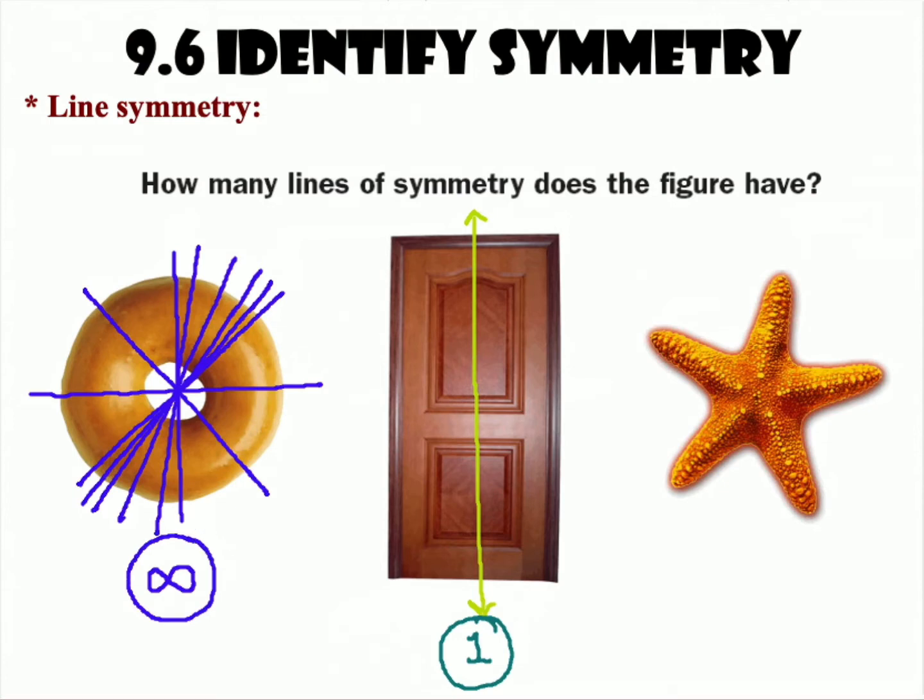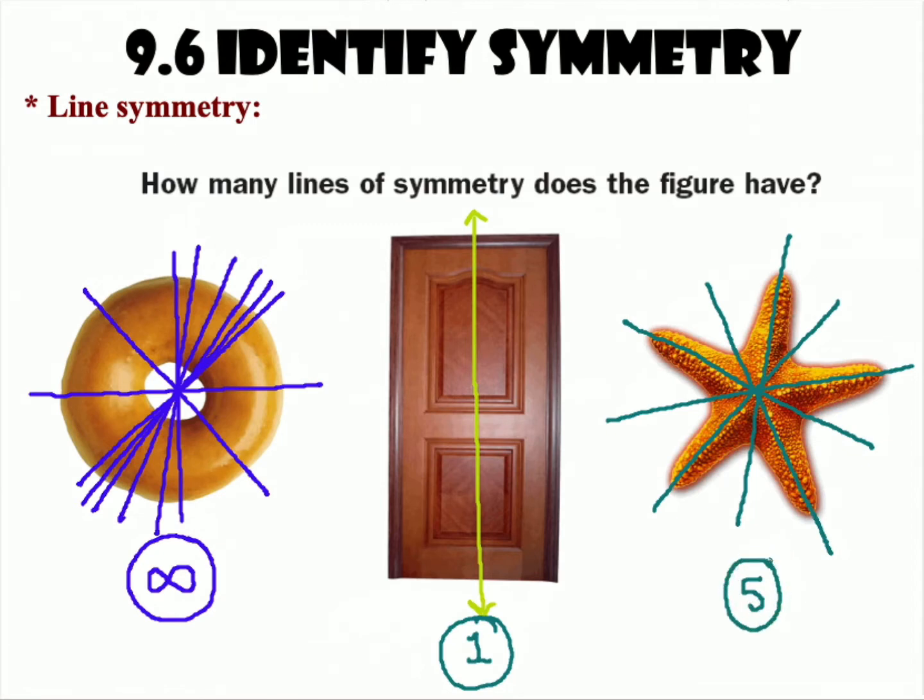For our starfish over here, it looks like I could fold them in half this way, looking the same on both sides. And actually, at each of those points, I should be able to do the same thing, right? So that's 1, 2. From here, I would have 3, 4, and 5. So that starfish will have 5 lines of symmetry. Now, a starfish also has rotational symmetry, which we're going to talk about next.